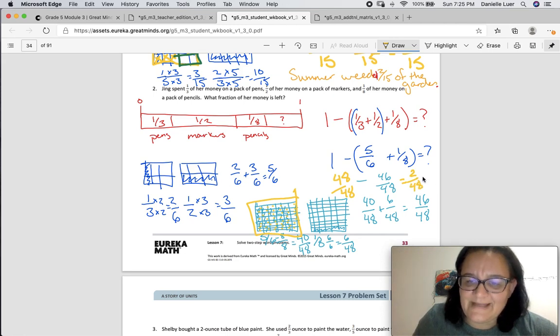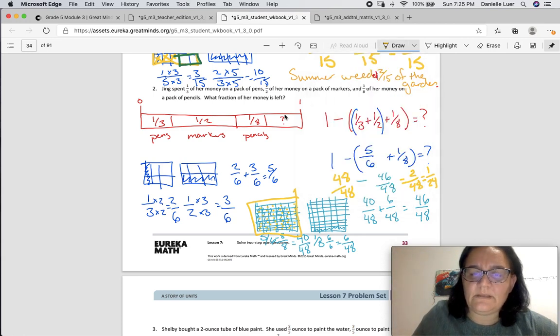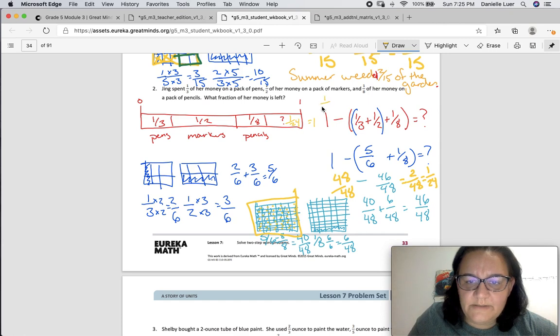And I can simplify that even more by dividing both the top and the bottom by 2, and I can get 1/24. So let me check my work here. If this is 1/24, all of those together should equal 1. So let's rewrite this the other way and say 1/24 plus 1/3 plus 1/2 plus 1/8, and it should equal 1.